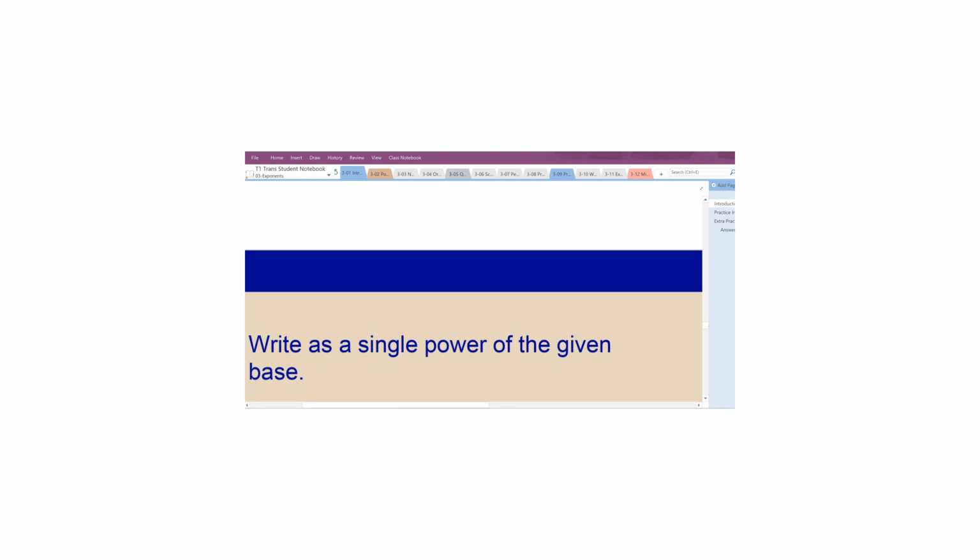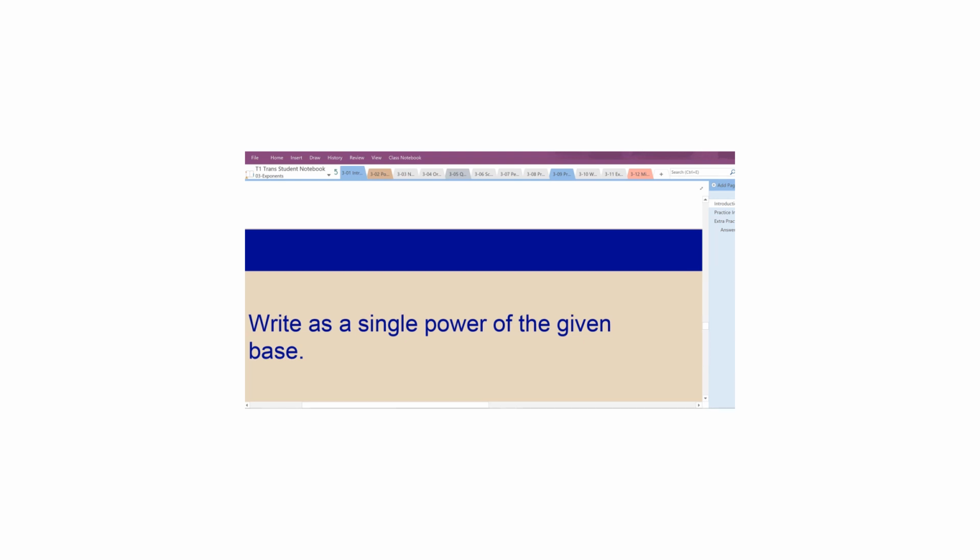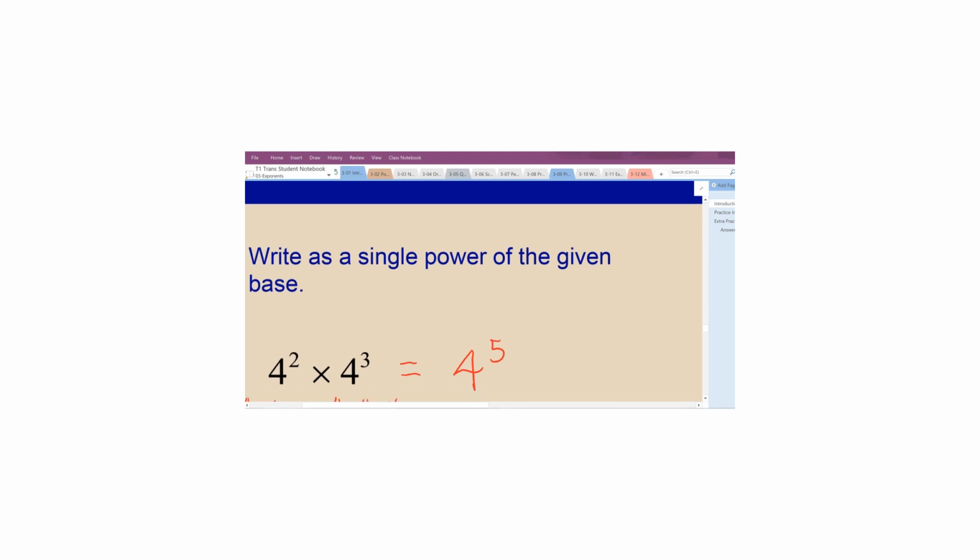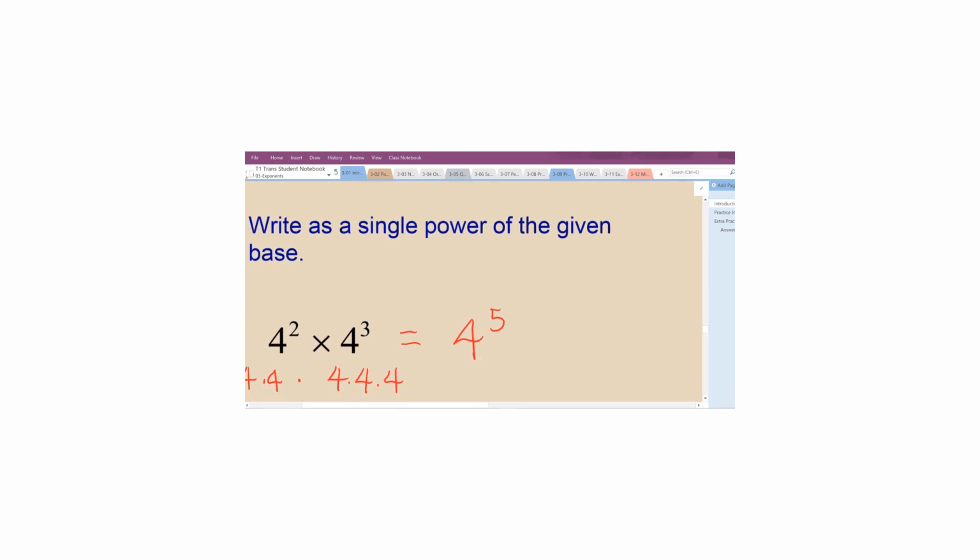In the next problem, we're being asked to write each of these as a single power of the given base. So that's different than simplifying. Simplifying, you'd get a final answer. Here we're just going to write the base down and figure out what the final exponent should be when we put all the bases together. So in the first one, we know that 4 squared is 4 times 4, 4 cubed is 4 times 4 times 4. So that's 4 to the fifth altogether because we're multiplying 5 4s.